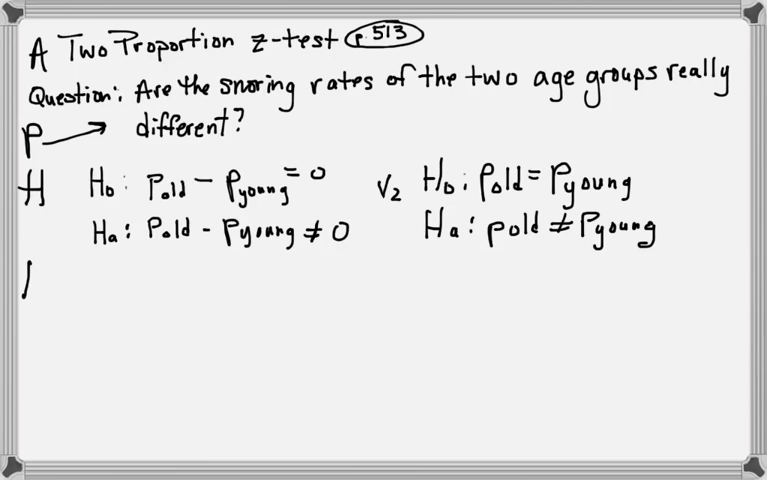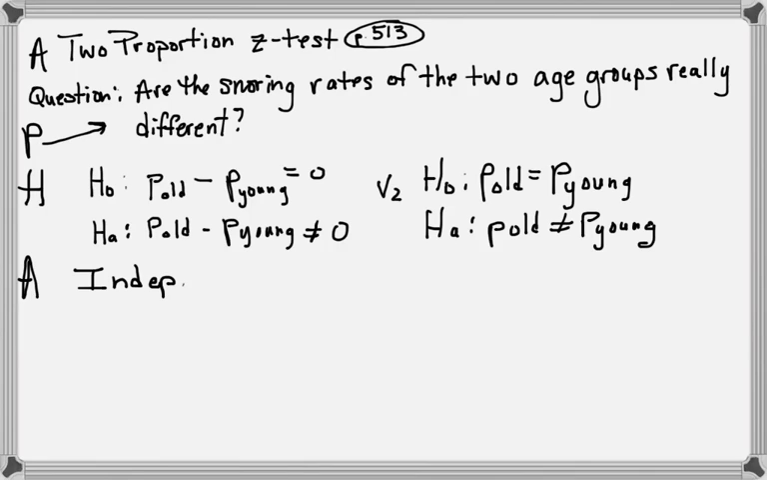Okay, let's look at our assumptions and our conditions. Just for the sake of the video and writing, I'm not going to write out all of the things that I say, but it's clearly labeled and written on page 514 in your book. And so let's just go down the list. Independence is the first one we look at.